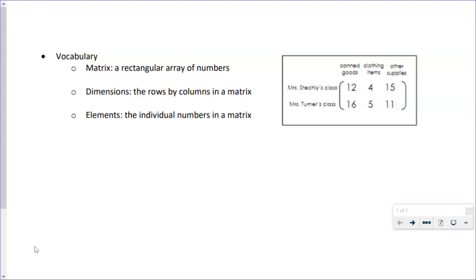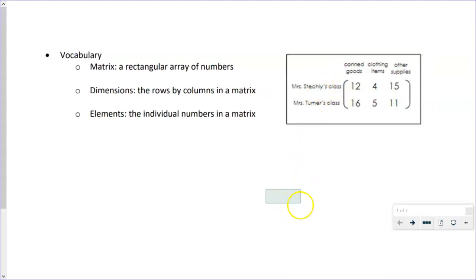just like you would measure your room or a box. It could be 3 by 2, 2 by 4, 4 by 5, depending on how many rows and how many columns we have. Now, dimensions are calculated by rows and columns. So rows are going to be right here.